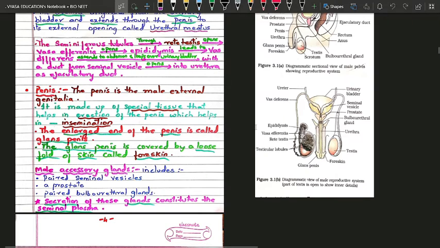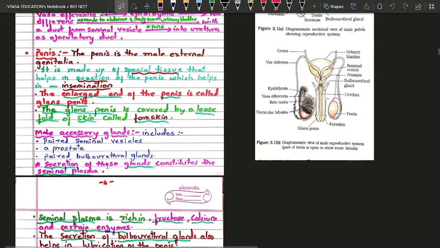The erection of the penis takes place with a special tissue. The enlarged end of the penis is called the glans penis. This can be given in the form of a figure. Nothing will be given in written form for the PU board. The figure is very, very important. The glans penis is covered by a loose fold of skin called foreskin.